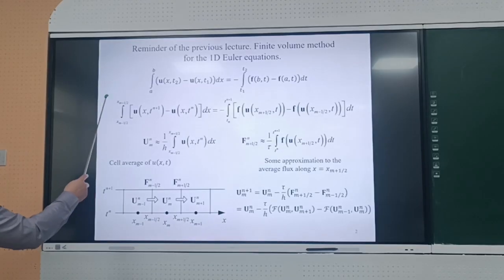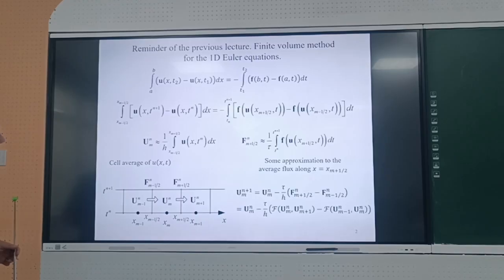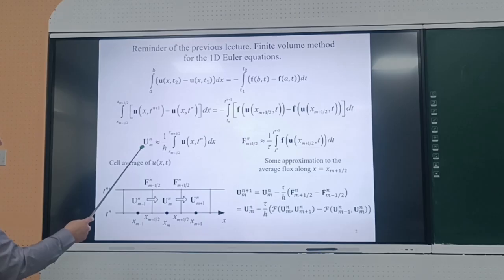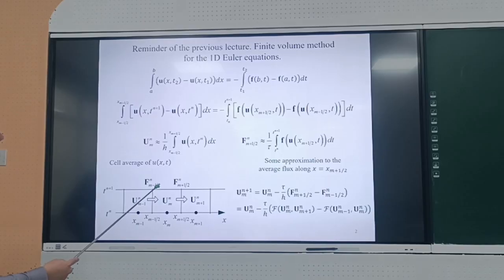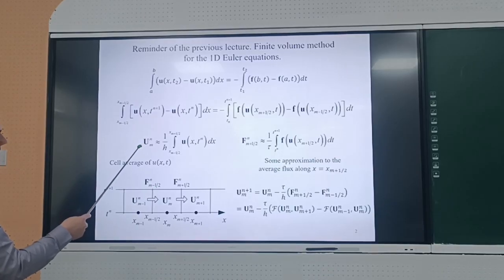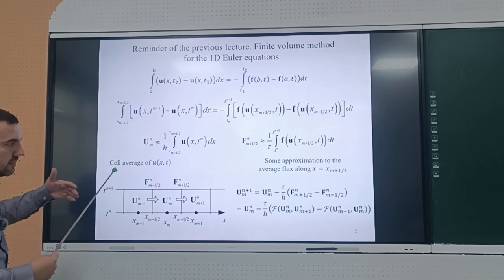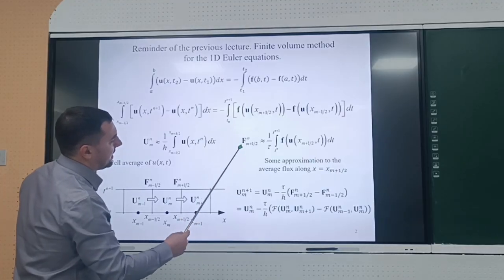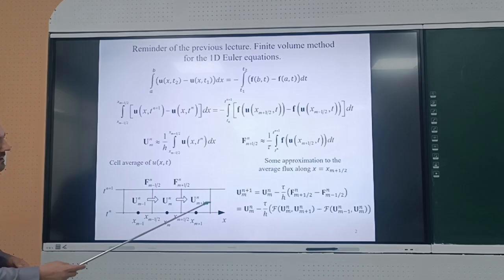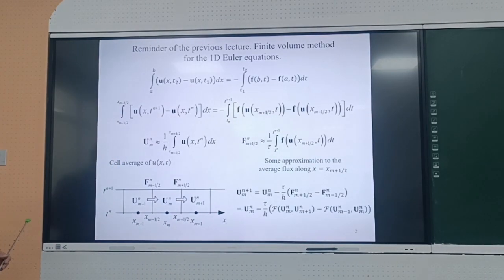So we formally apply this formula to our computational cell, and then we introduce U_m^n, the cell average of our function U. This is the object of interest. We would like to find these average values during our simulations. In the same manner, we obtain F_{m+1/2}^n, some approximation to the average flux along this edge of our computational cell.